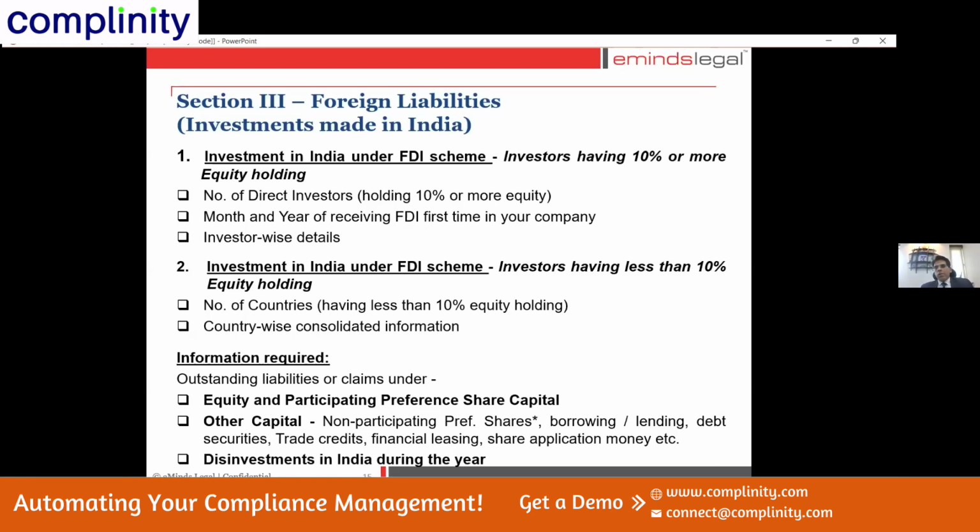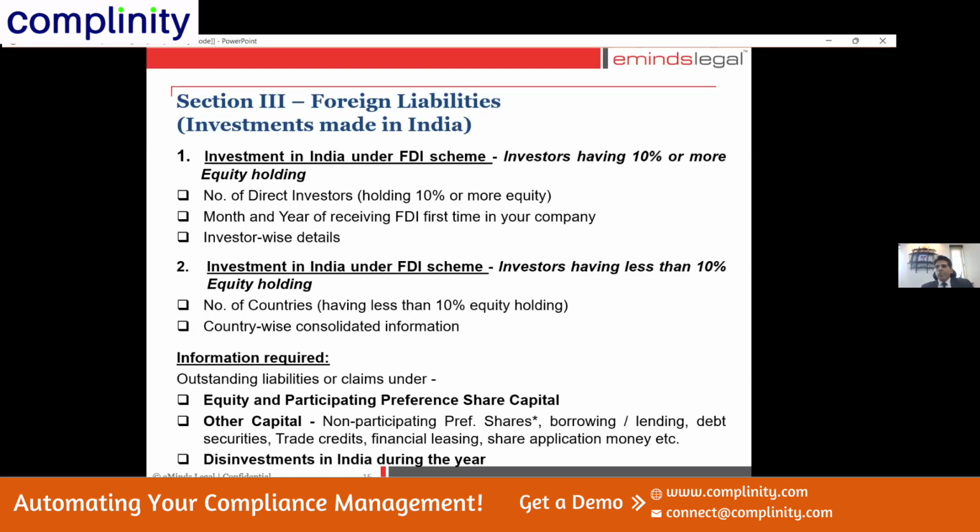For example, the terms of your preference shares do not mention whether these are participating or non-participating. Generally, if the terms do not mention anything, we consider those as non-participating, because preference shares per se do not have any right in the surplus profits. Only if your terms prescribe that they have a right either to dividend or to surplus profits or surplus reserves, or both, then only you have to consider those as participating preference shares. Then the second part is other capital.